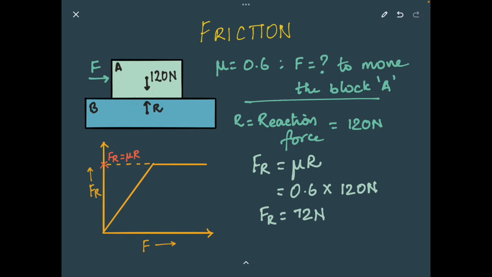What does this mean? Well, this means that if the applied force is less than 72 newtons, then this applied force will be offset by the friction force that is developed between the contacts. So the body A would require a minimum of 72 newtons of force to make it move over the body B.